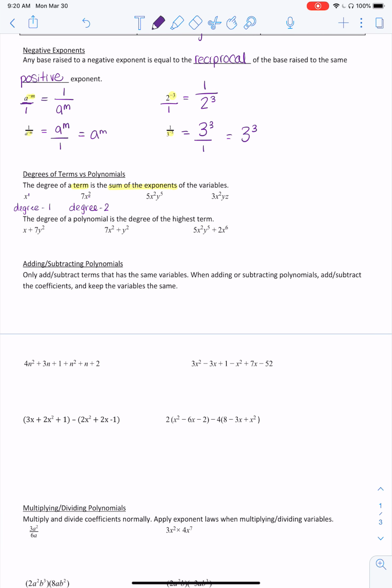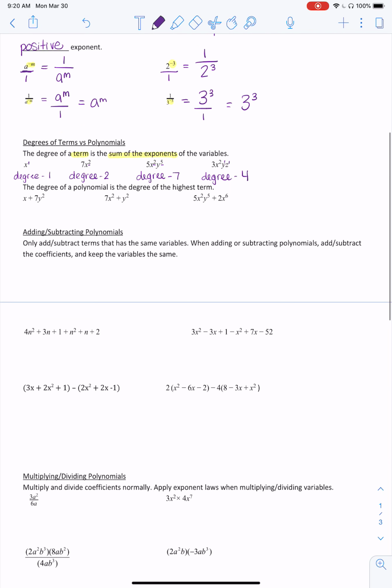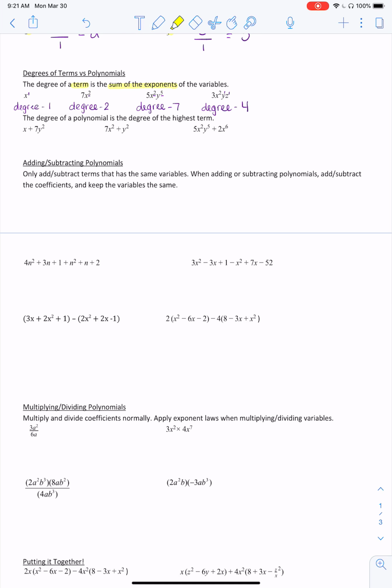For the next one, I look at my variables, I'm going to add up my exponents, so we have a 2 and a 5, so my degree is 7, so I add them together. And then finally, I look at my last one, I look at my variables, I have a 2, I have a 1, and I have a 1. So my degree, if I add them all together, will give me 4. So basically, I look at a term and I add up all of the exponents on every single variable, and that is my degree. Now, using those degrees of terms, I can find the degree of a polynomial.